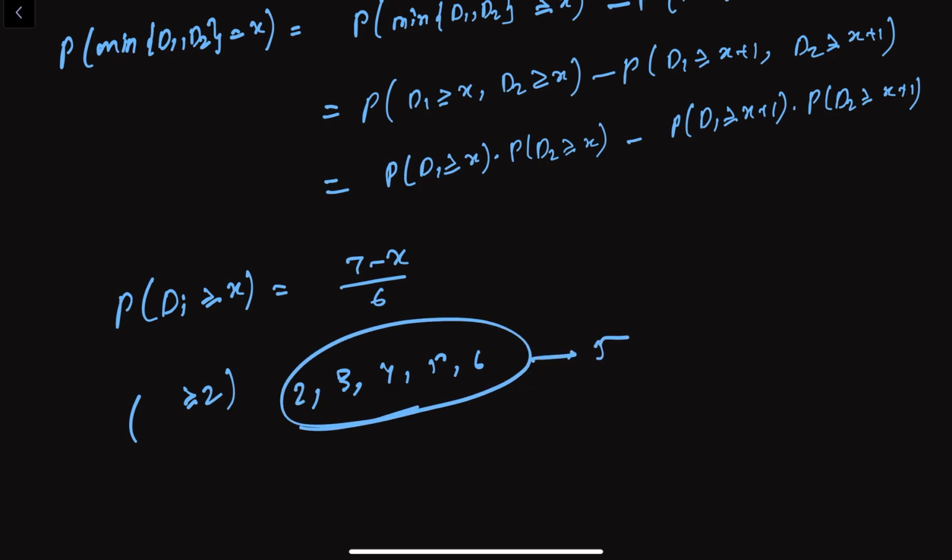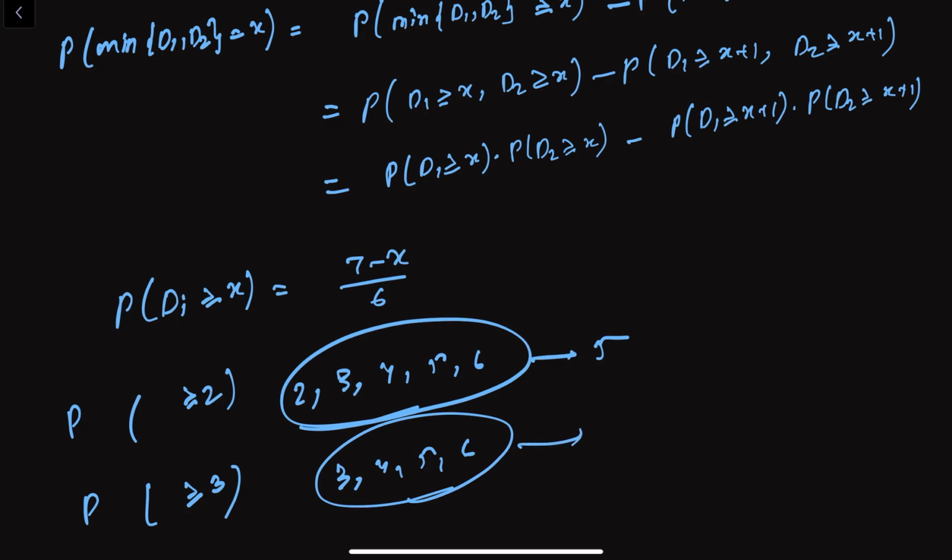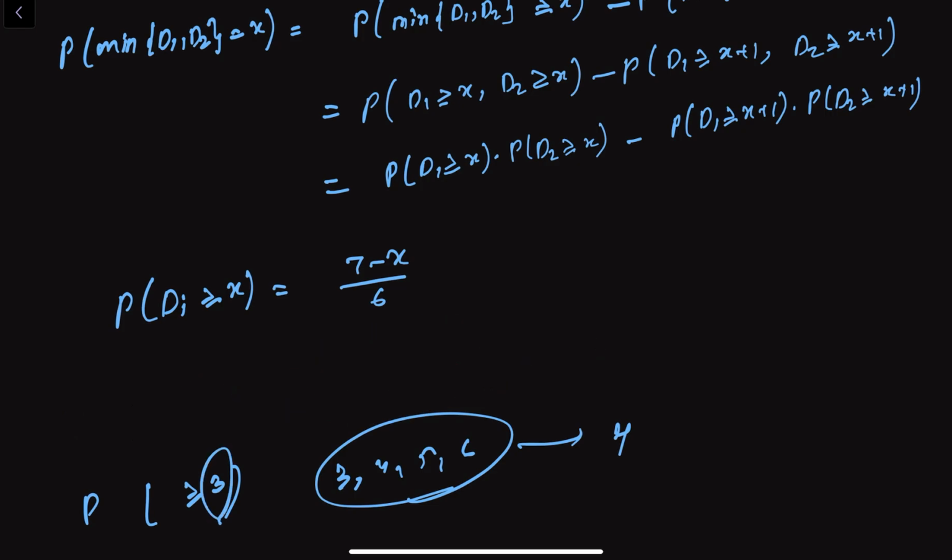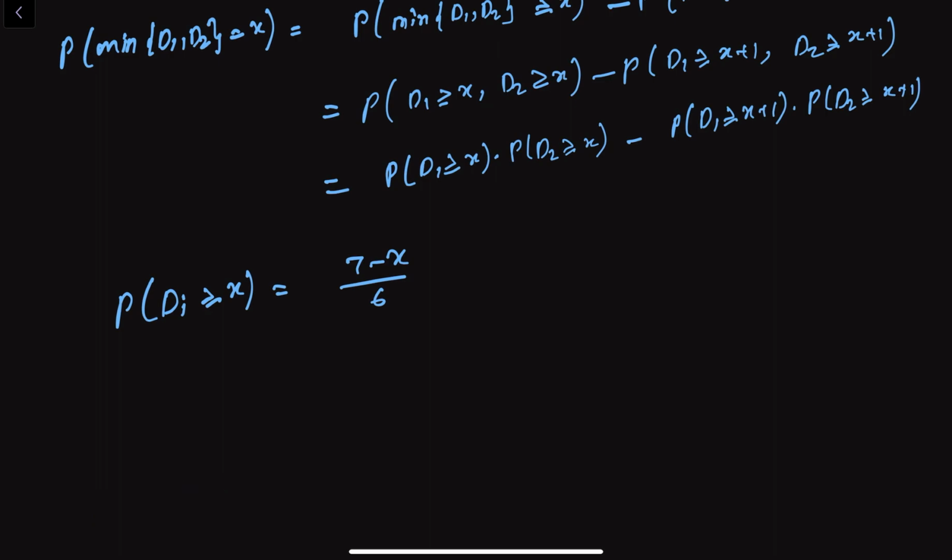That means we are having 5 possibilities. In a similar way, the probability of greater than or equal to 3 gives 3, 4, 5, 6, so in this case we will be having 4. At any point we are having 7 minus the required value. Therefore, the probability of Di greater than or equal to x is 7 minus x by 6.